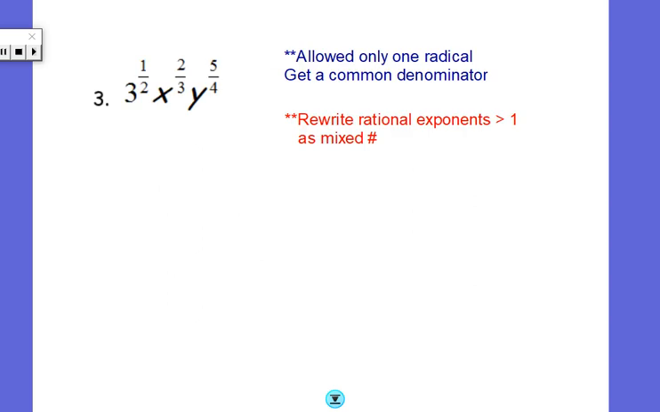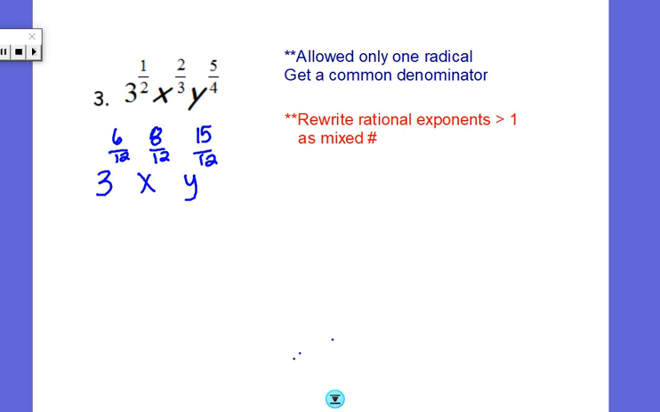All right, here, we are allowed to only have one radical, so I have to get a common denominator. So the common denominator, the least common denominator between 2, 3, and 4 is 12. So 2 times 6 is 12, so 1 times 6 is 6. 3 times 4, so 2 times 4 is 8. And then 4 times 3, so 5 times 3 is 15.